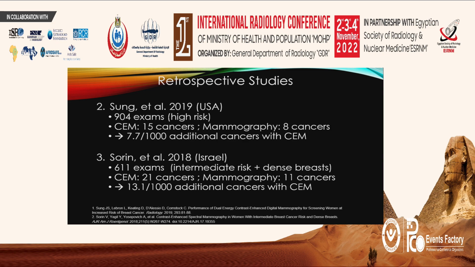One was done at Sloan Kettering by Sung and found 15 cancers in 904 women. Only 8 of the cancers had been seen by mammography, so that's the equivalent of 7.7 per 1,000 women. The other by Soren found 21 cancers in 611 examinations. Mammography found only 11 of them, so an equivalent of 13.1 additional cancers per 1,000 women using CEM.